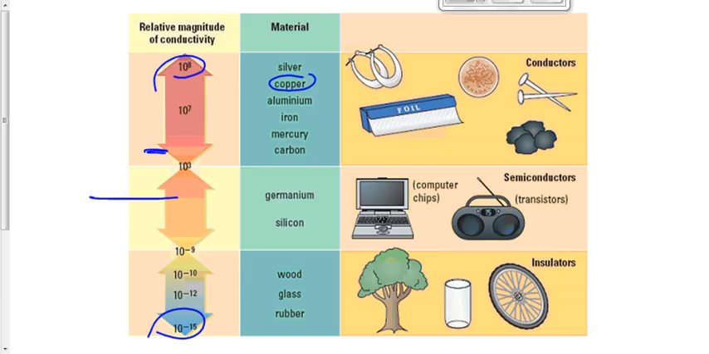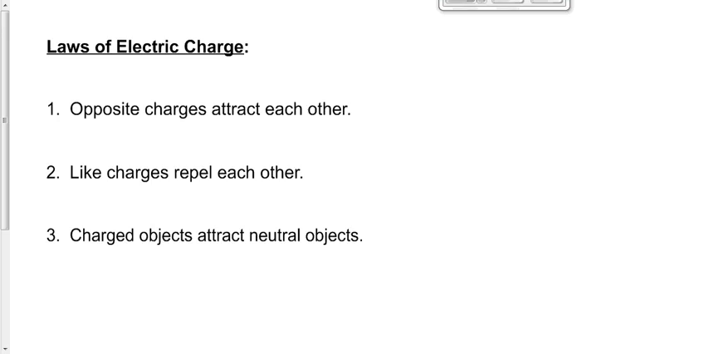Don't worry about these numbers, guys, but do remember that things like metals are good conductors, and things like wood and glass and rubber are bad conductors, or in other words, good insulators. If it's a good conductor, it's a bad insulator. If it's a good insulator, it's a bad conductor. We're not going to do much else here today in terms of new stuff. I'm going to give you 3 laws, though, that describe electricity, 3 basic laws.